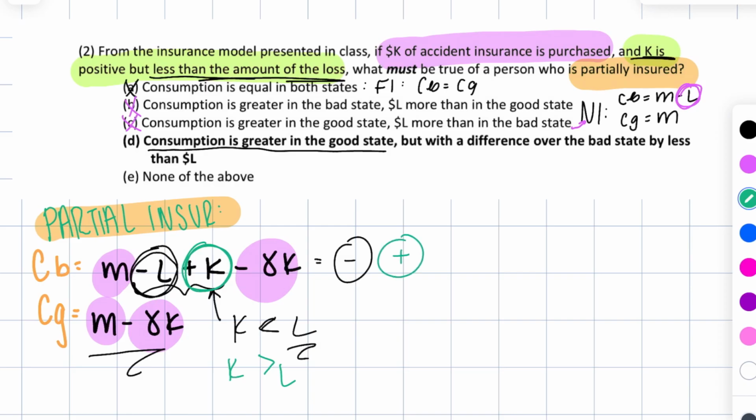However, since K is less than L, our consumption isn't greater in the bad state because we're still down a little bit of that loss. We're not down the full loss because K covers some of it, but we are down a bit. So consumption is greater in the good state, but with a difference over the bad state by less than L.